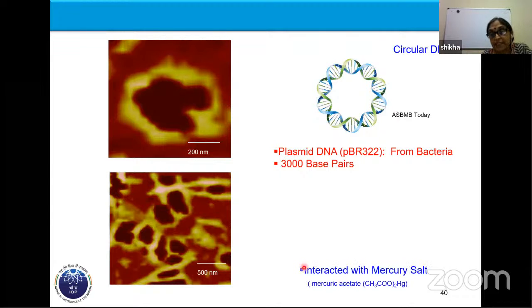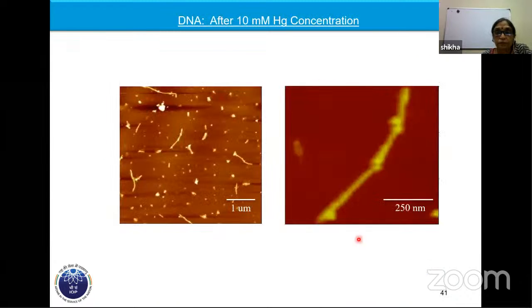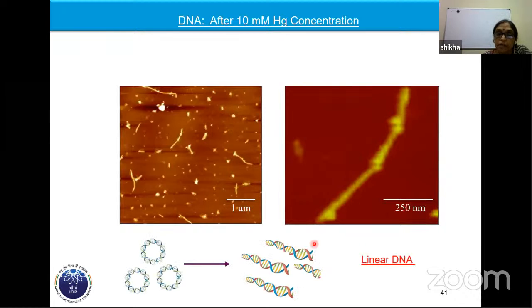And we have interacted this DNA with mercury salt. This is what happens after we interact: they do not remain circular, rather they become linear. So the circular plasmid becomes linear after the interaction with mercury. And interestingly, you'll see that something has happened here. These are the disturbances which have happened in the DNA.